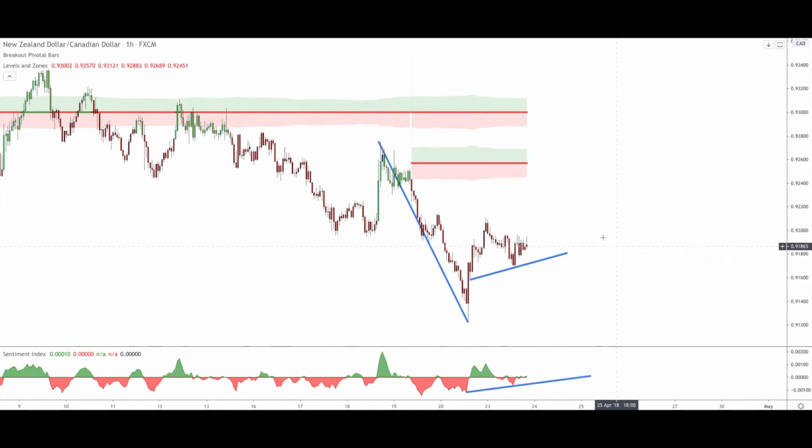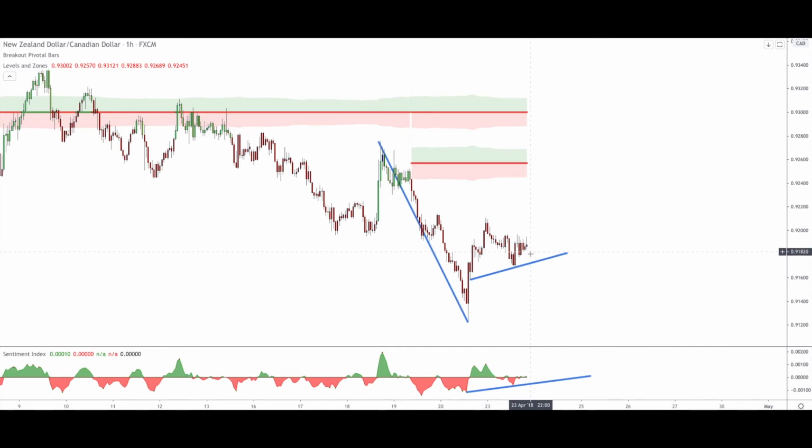setup that we have here, but it will also mean that it needs to break one resistance and a second resistance before making its way to the upside. So it's really unlikely. What I see more likely is a trend continuation to the downside, and this is supported by the sentiment index and the overall setup in the market on the price action, and by the fact that the candles are currently red.